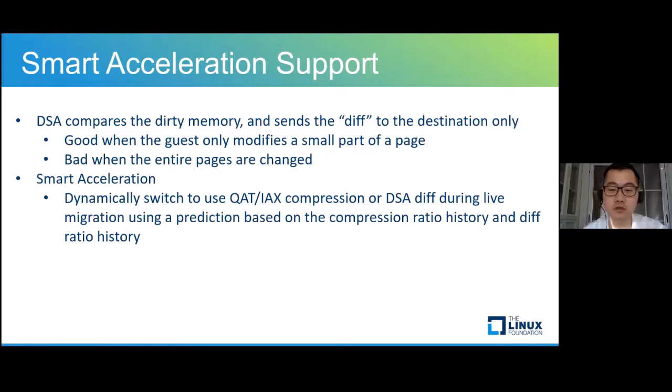For example, we can choose to compress the first 10 requests at the beginning and find out the compression ratio, and also use DSA to find out the encoding rate. If the encoding rate is higher, then for the upcoming pages, we can choose DSA. If the compression rate is higher, we can use QAT for the following processing. So that's all for this presentation.